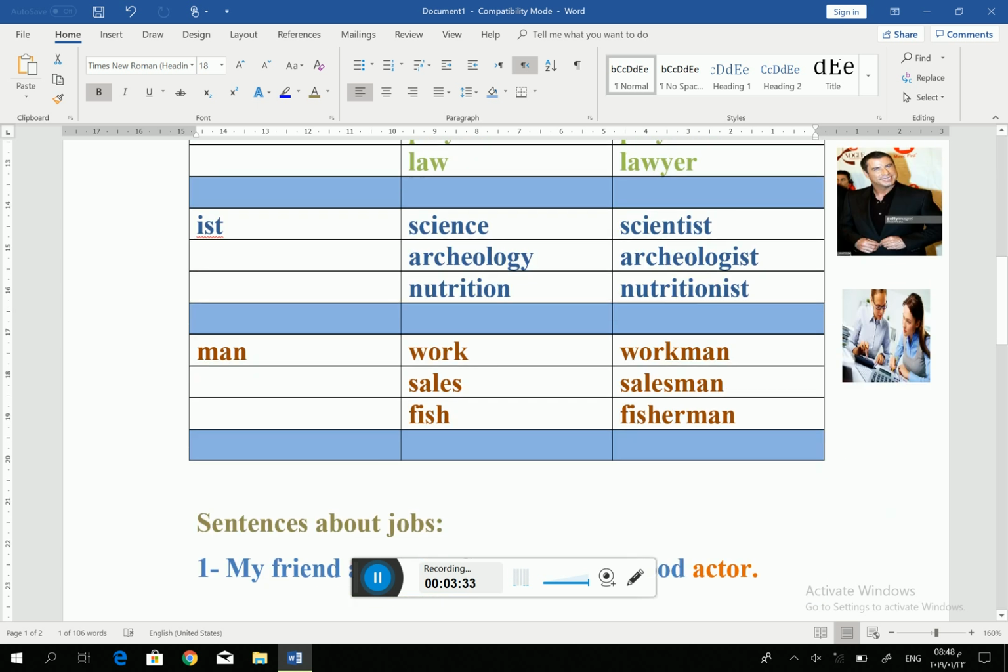Let's go on. Est or ist: science, scientist, archaeology, archaeologist, nutrition, nutritionist. So ist or est can be used to form a job. If you are good at science, you may think to be a scientist in the future. If you are good at archaeology, you can be an archaeologist. If you read a lot and you study about nutrition, you may think to be a nutritionist in the near future.